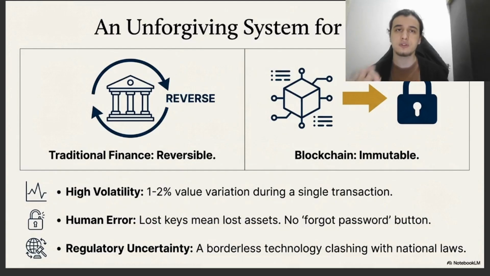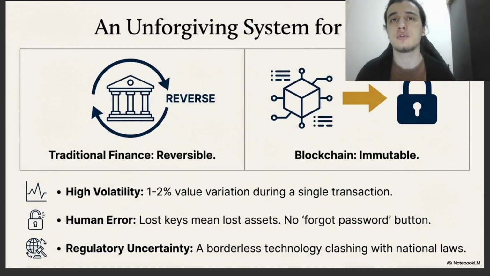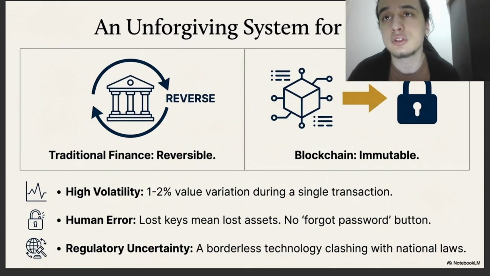An unforgiving system. Blockchain is immutable. Unlike traditional finance, where transactions can often be reversed, for users there is no forgot password button. Lost keys mean lost assets. Additionally, high volatility, where value can swing 1 to 2% during a single transaction, poses a risk for low margin businesses.